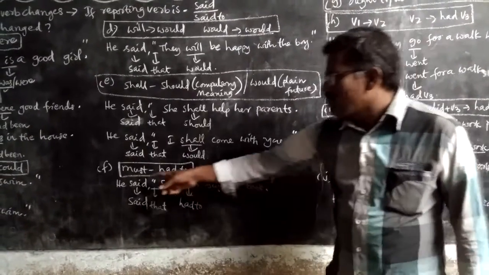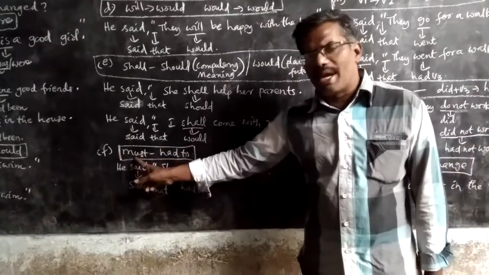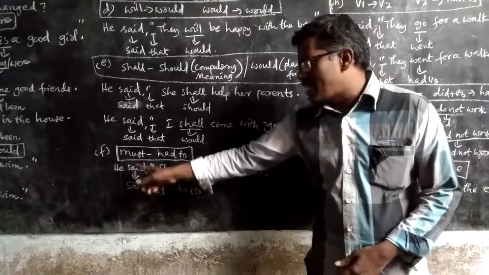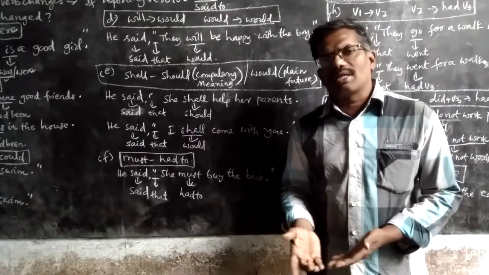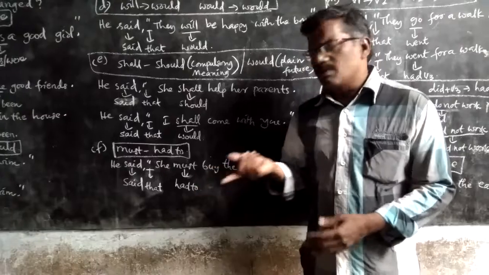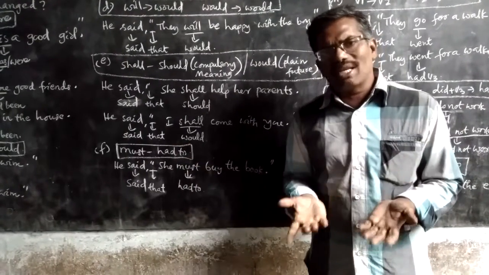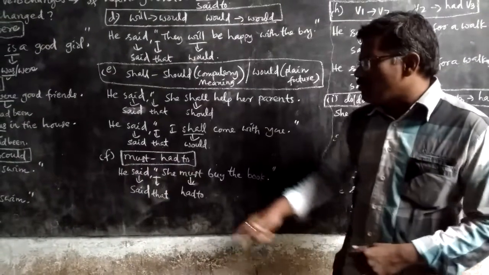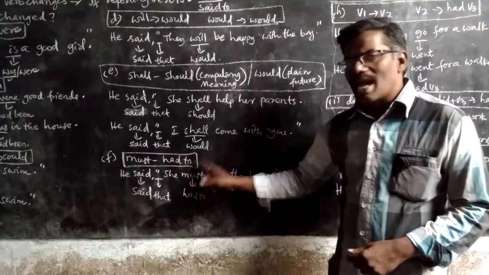Next one, must will be changed into had to. When there is fulfillment, we have to write had to. When there is no fulfillment of work, we write must. In a single sentence, we cannot know whether the work has been fulfilled or not. So whether the work is fulfilled or not, we can make use of had to. If the work is not fulfilled, we can use must. For must, we have to use had to.